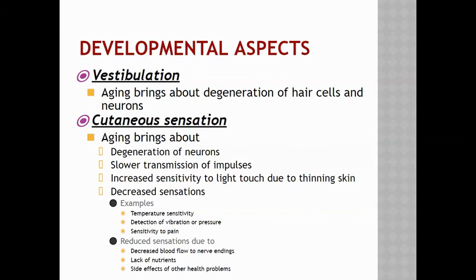And then development of the cutaneous sensation. Aging can bring about degeneration of neurons, slower transmission of impulses, increased sensitivity to light touch because of thinning skin, and overall decreased sensations, such as decreased temperature sensitivity, decreased detection of vibration or pressure, and decreased sensitivity to pain. Reduced sensations could be due to decreased blood flow to nerve endings, lack of nutrients, or even side effects of other health problems.